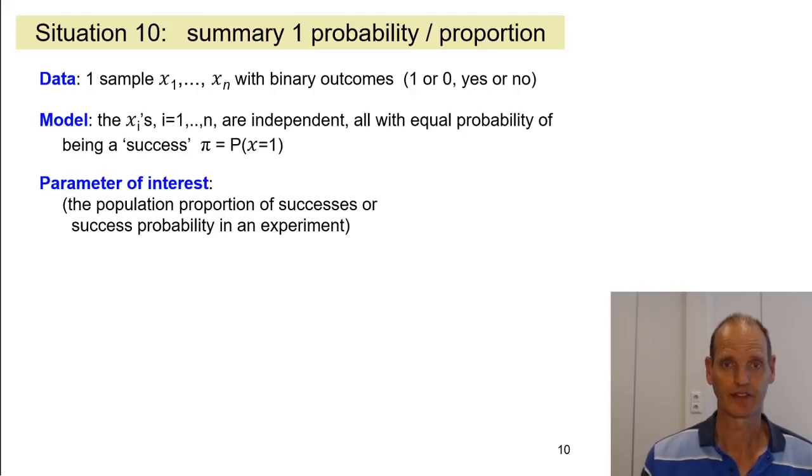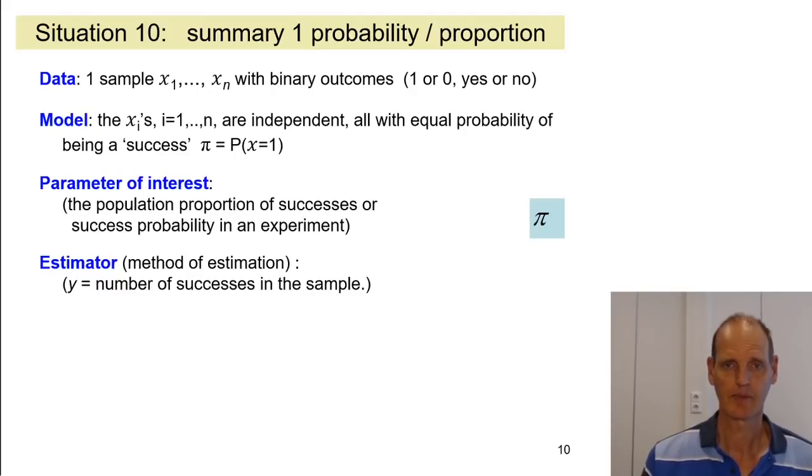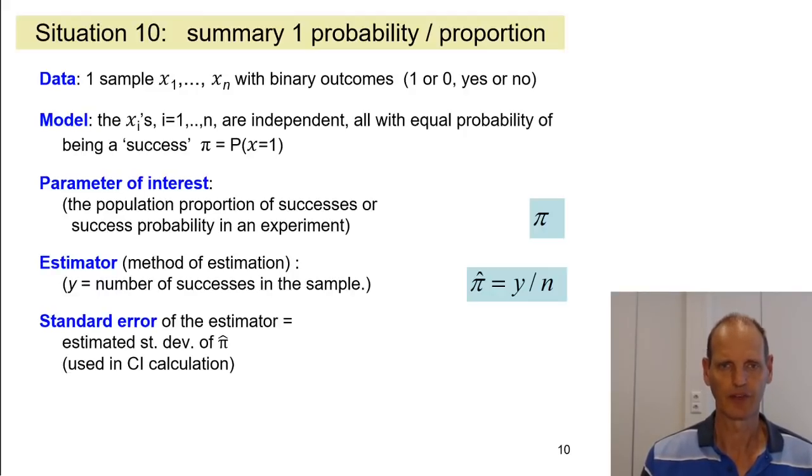The parameter of interest is the population proportion of successes, or the success probability in an experiment, and we indicate it by the Greek letter pi. The estimator, which gives us the method of estimation, is given by the sample proportion of successes, y divided by n, y being the number of successes in the sample, and we call that pi hat. Or we should say pi hat is defined in this case as y over n.